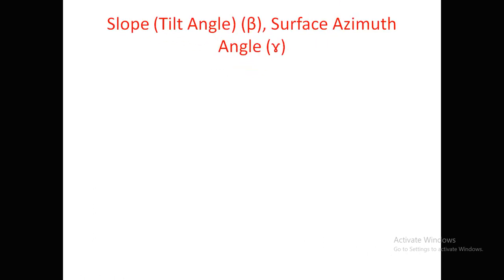In this slide we are going to study two angles. One is the slope beta, or tilt angle beta. The second one is the surface azimuth angle gamma. As we have expected, there is a relation between gamma s and gamma. Both the angles are almost the same. We need to calculate from due south only.